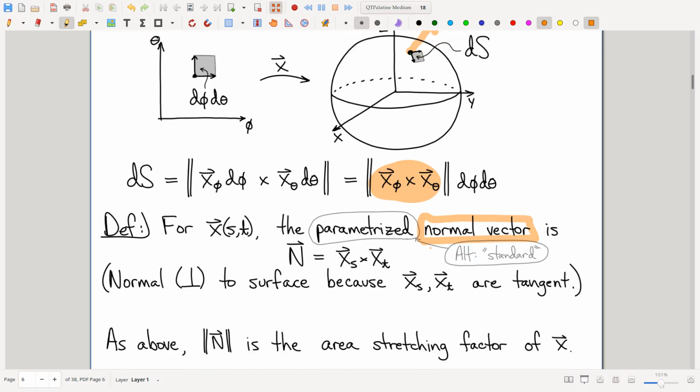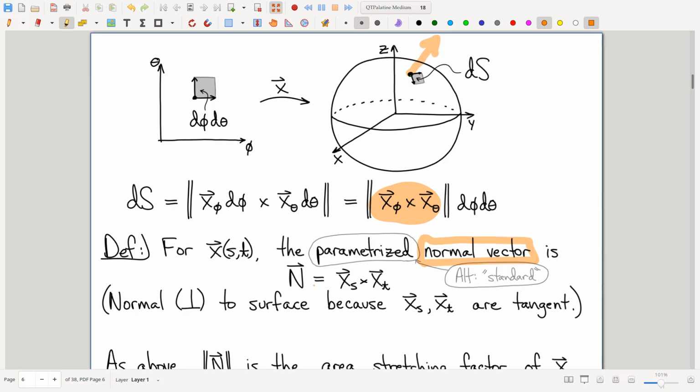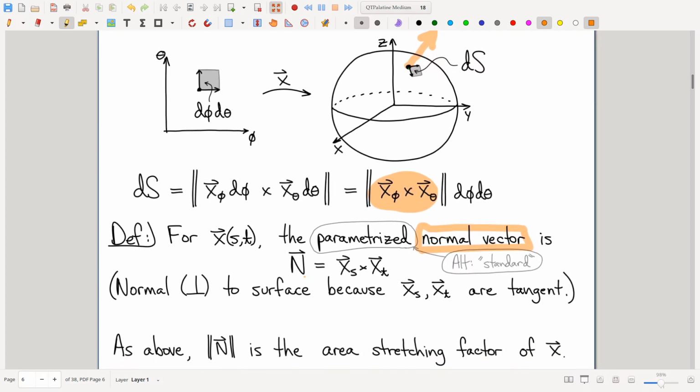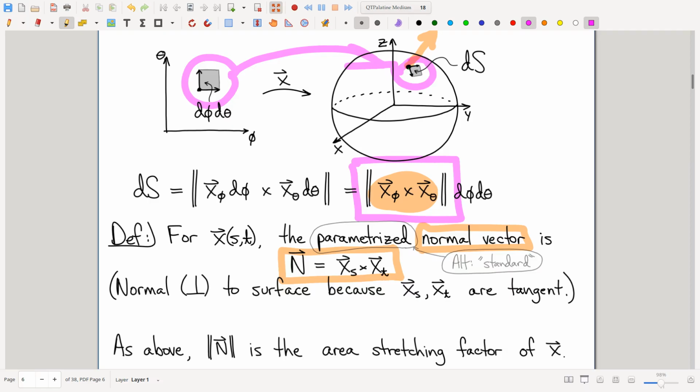And because it's a normal vector, I hope it's no surprise that we use the letter capital N to represent that vector, capital N for normal. Okay. And so our formula for our stretching factor, and remember our stretching factor is how much does this get stretched out to make that, I can rewrite then. It's the magnitude of this normal vector, capital N.